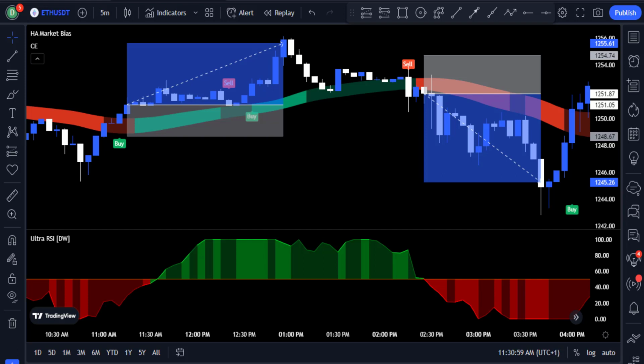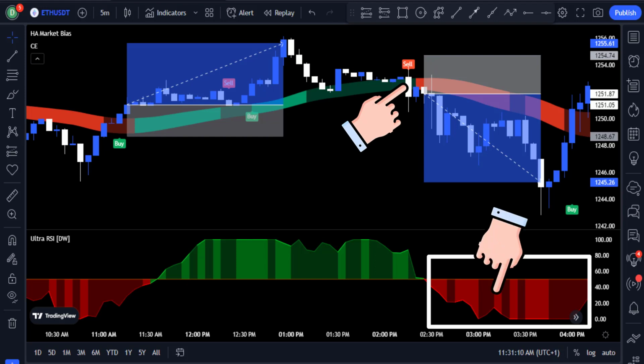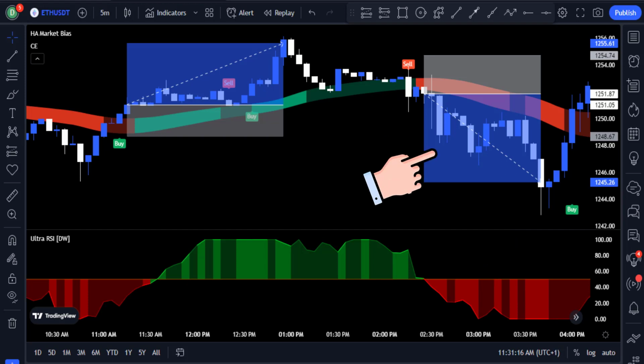You can see that when you got this sell signal from the chandelier exit indicator, this candle has closed below the market bias indicator, and the Ultra RSI indicator bands had changed to red and below the center line. In this way, you entered this short trade, a high quality trade because it had 3 indicators confirming the signal.